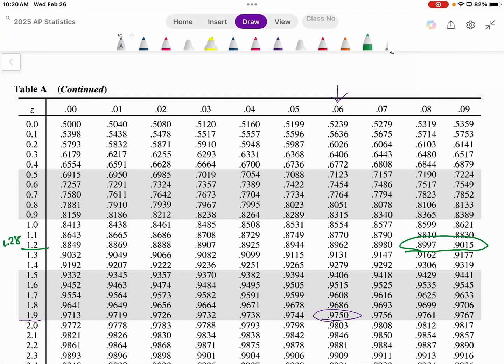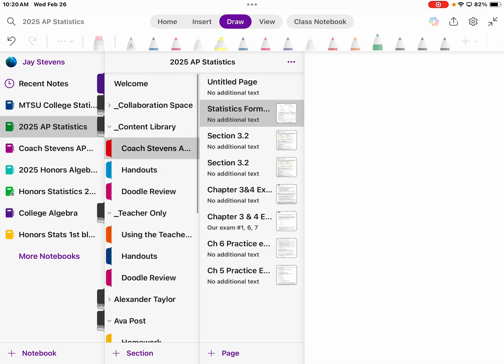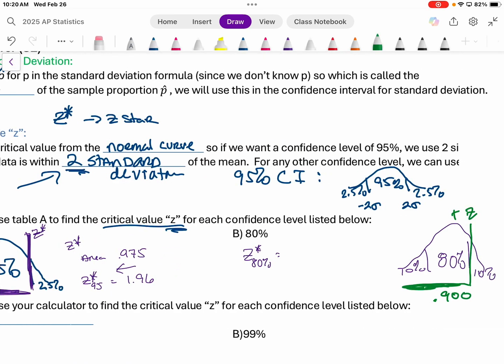Man, I forgot that again. My apologies. All right, so that's going to be a 1.28.